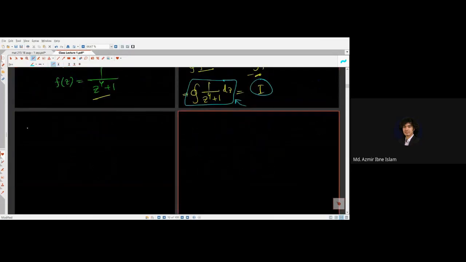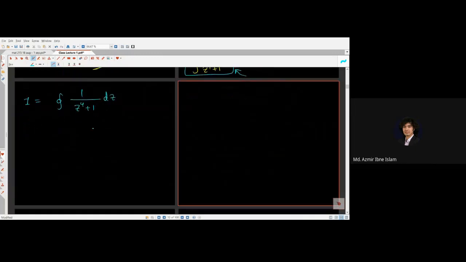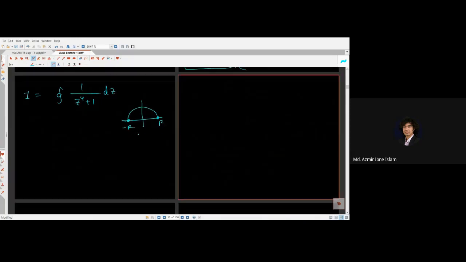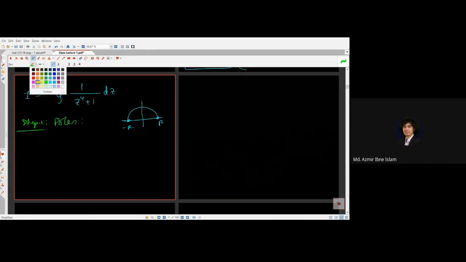So now our focus is to find I equal to the integration of 1 over z to the power 4 plus 1 dz. This is now a contour integral, and the contour is the upper circle from negative r to positive r. Now step 1 is to find poles. For poles, we know denominator equal to 0.